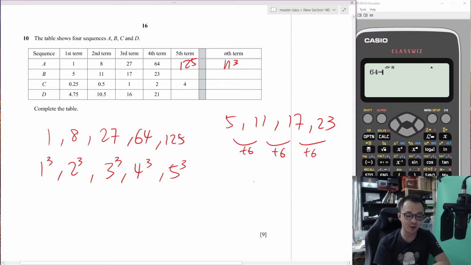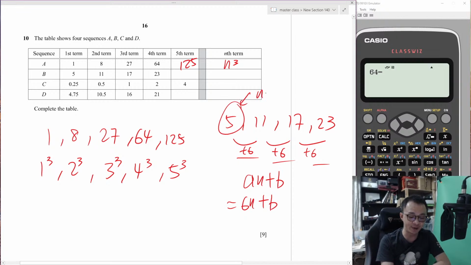This one is called a linear sequence. The formula is an plus b. A will be the constant number here, so it will be 6n plus b. In order to get b, you take the first term when n equals 1. When n equals 1, you will get 5. So 6 times 1 plus b.